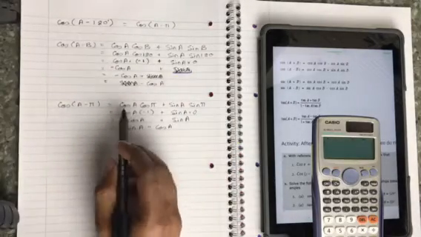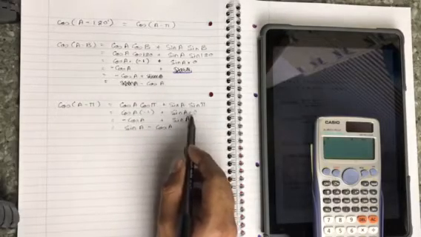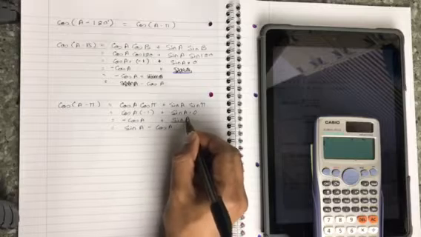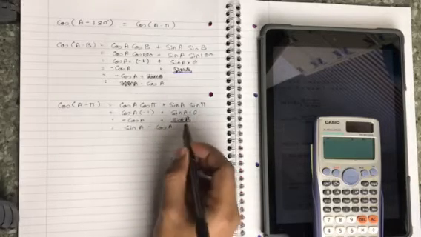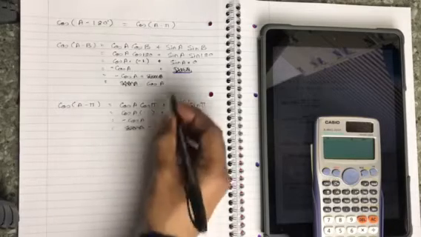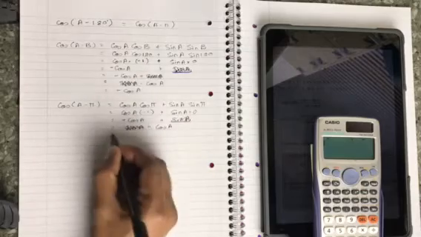Now the second bit, cos a cos pi, sin a sin pi. Again, I made the same mistake over here with sin a, so cancel it. And there you go. This is going to be equal to minus cos of a, and so is this.